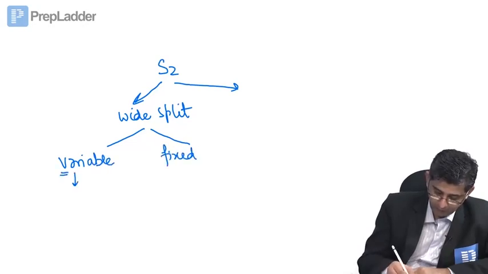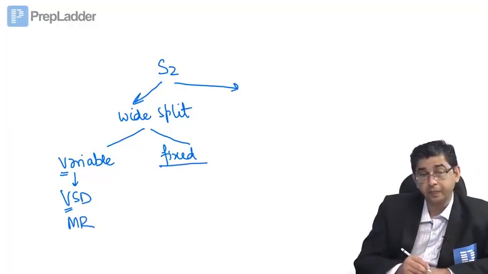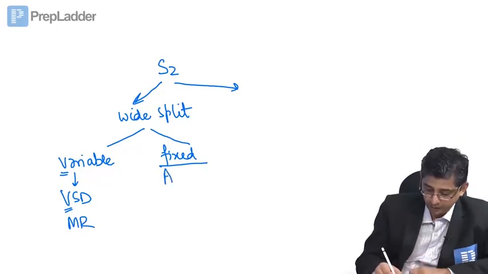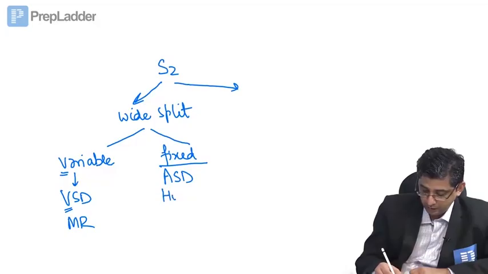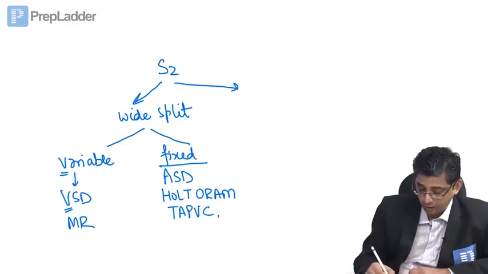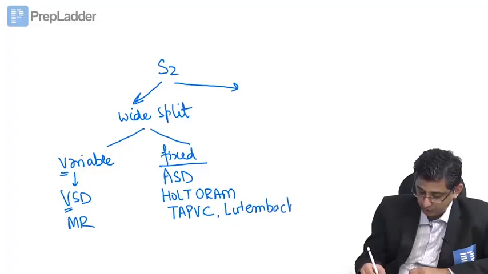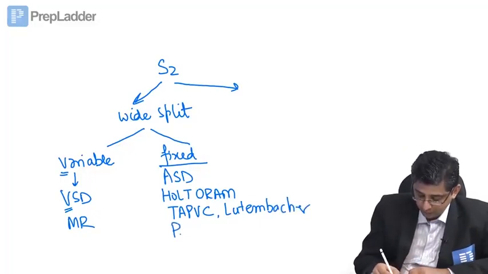Variable V for victory, remember, is seen in VSD, that is beginning with V, and mitral regurgitation. Wide fixed split is encountered in ASD. Instead of writing ASD, the MCQ can write the word Holt-Oram syndrome, or a term where there is ASD present, TAPVC, or a condition where ASD with mitral stenosis is present, that is known as Lutembacher syndrome, or he can write the word pulmonary embolism.